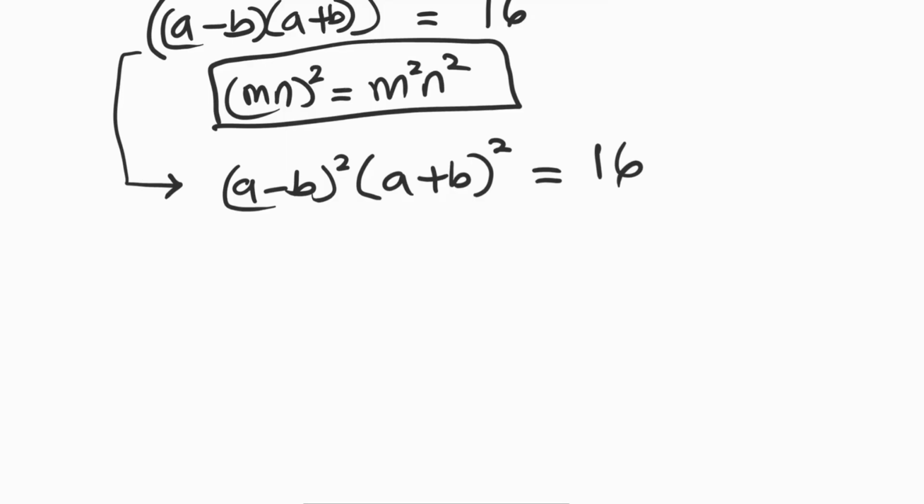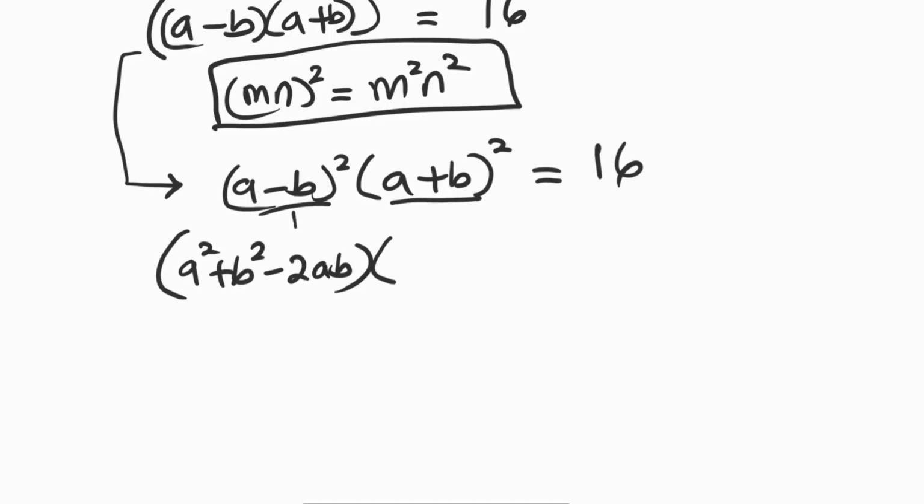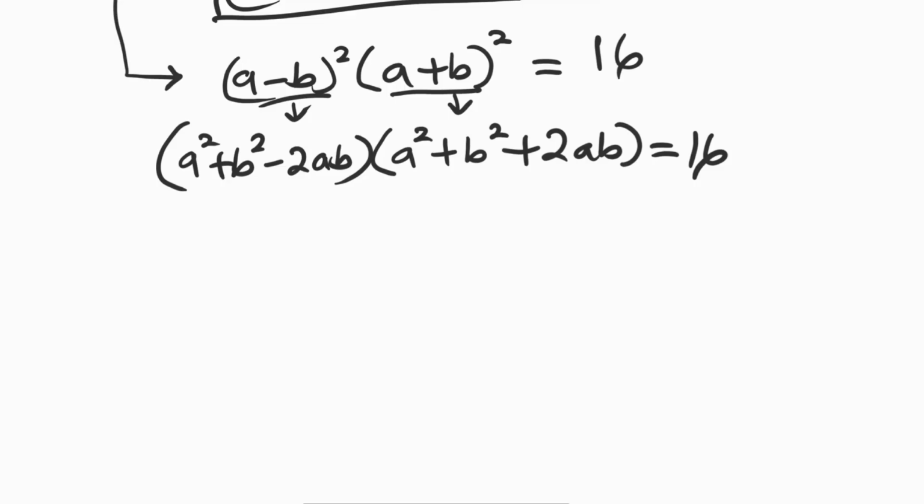Now let us open up the brackets. So a minus b all squared is the same as a squared plus b squared minus 2ab, and this one is the same as a squared plus b squared plus 2ab equals 16.